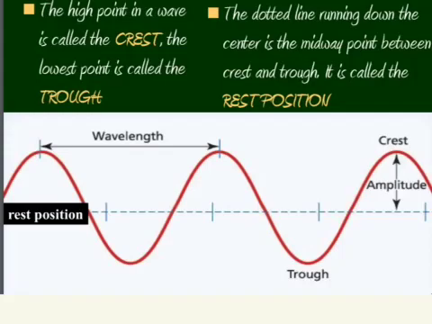So here it is again. We have the highest point on the wave is the crest, the lowest point is the trough. The dotted line running down the center here is known as the rest position.